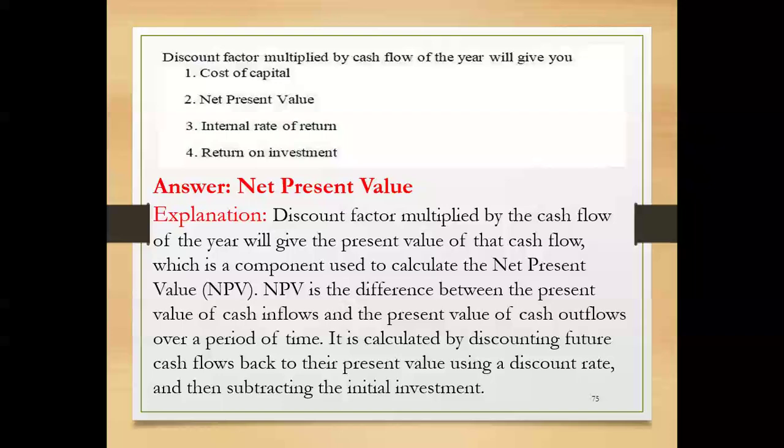Then coming to another question: a discount factor multiplied by cash flow over the year will give you cost of capital, net present value, internal rate of return, or return on net present value? Net present value is the difference between the present value of cash inflows and the present value of cash outflows over a period of time. It is calculated by discounting future cash flows back to their present value using a discount rate and subtracting the initial investment.